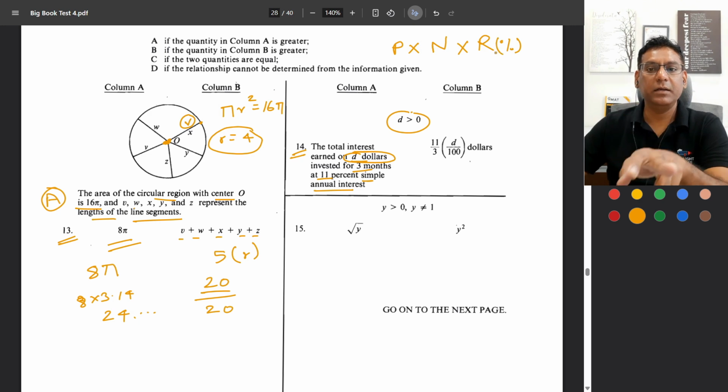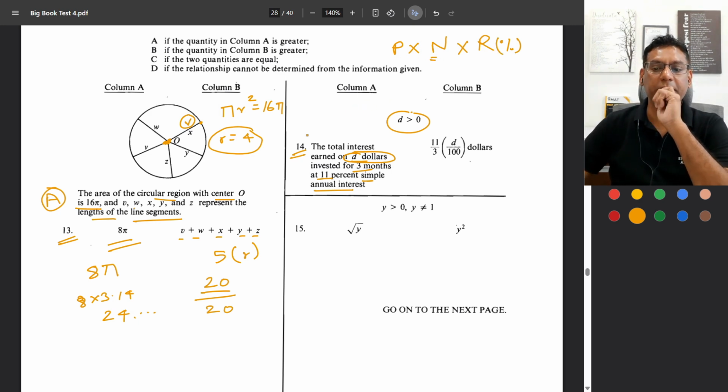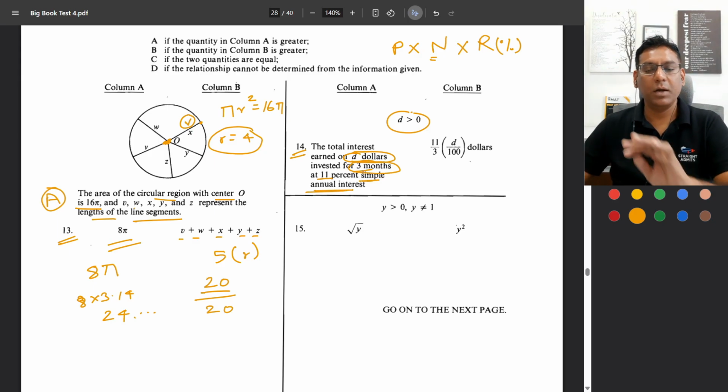That is for 1 year. That is the interest earned in these many number of years. Okay. Now we don't have number of years, we have months, right? But this is simple interest, so no compounding, nothing.